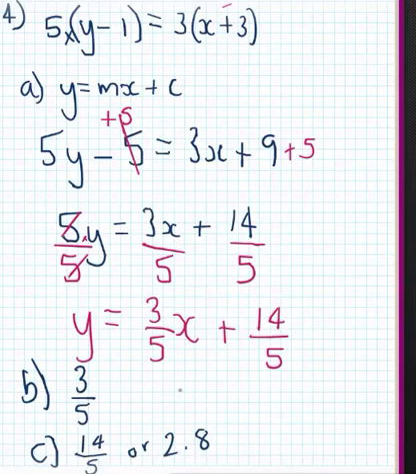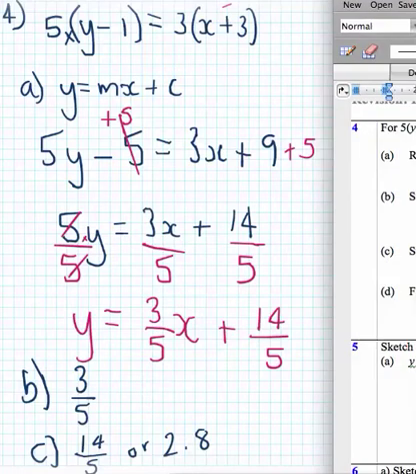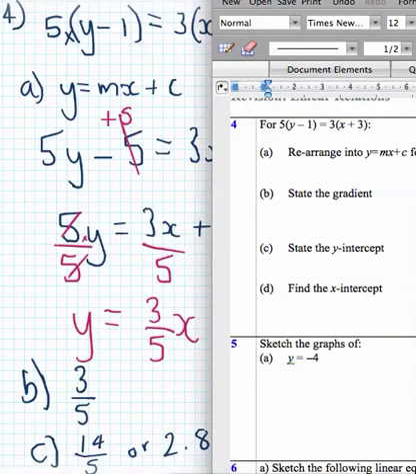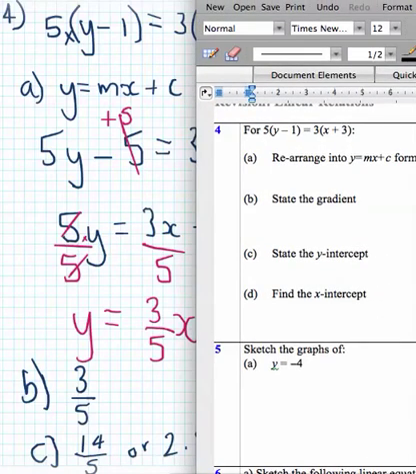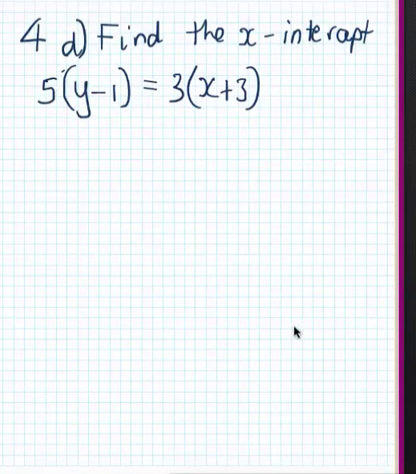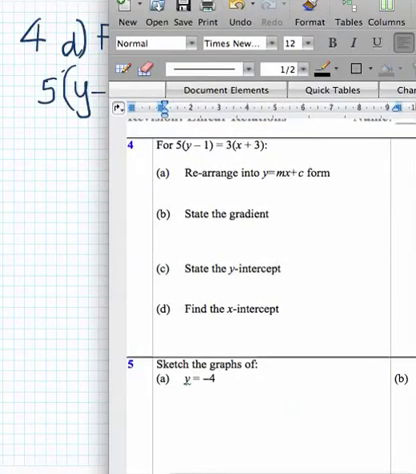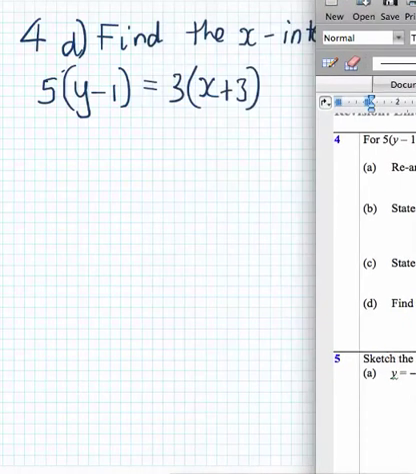Now D asks us to then find the x-intercept. Now we know that we can't actually see the x-intercept when we have an equation in this form. We can only see the gradient, we can only see the y-intercept. So we have to do some working out to find the x-intercept. And if you remember, to find the x-intercept, we have to make y equal 0. To find the x-intercept, I'll be using the equation that was given to me in the question, which was this one here. You can use the one that you have rearranged into the form of y equals mx plus c. They're both the same equation, just one's been rearranged and looks a bit different.